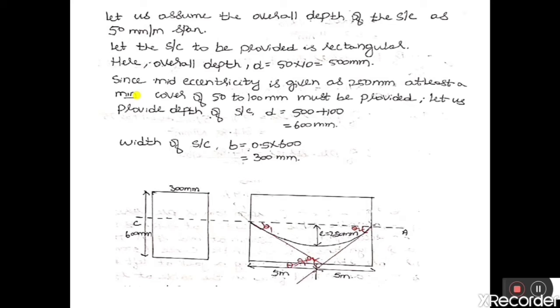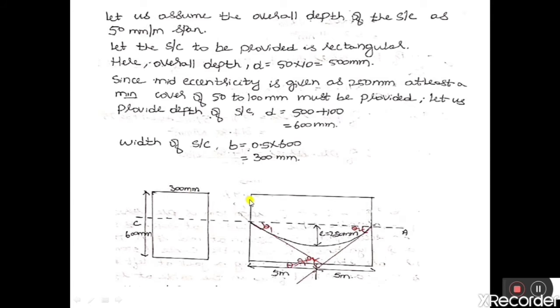Therefore, let us provide a depth of cross section as 600 mm by considering the thickness of covers from 50 mm to 100 mm, and by considering the eccentricity, let us make the depth as 600 mm. And let us consider the width of the beam equal to 0.5 into 600, that is 300 mm. So this is the cross section of a beam. Depth is 600 mm, width is 300 mm.